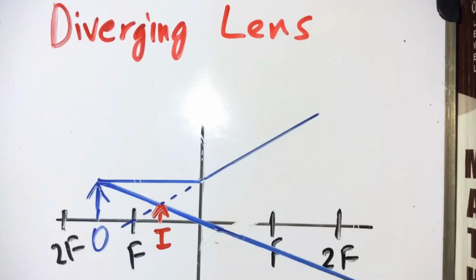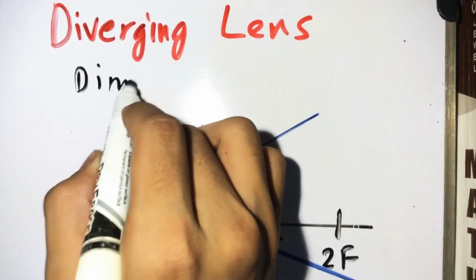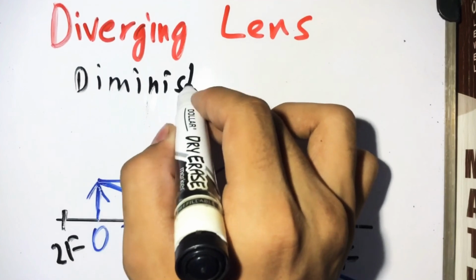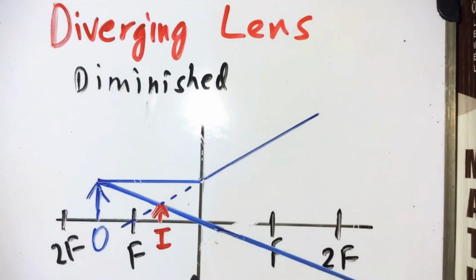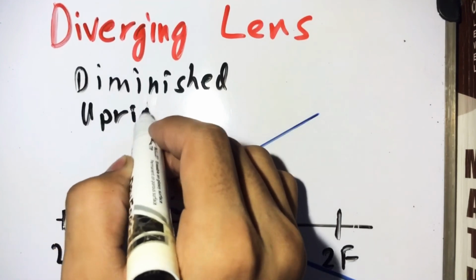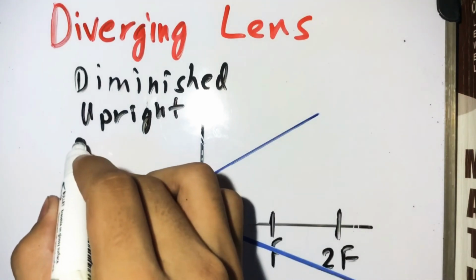Now the characteristics of this image: it is diminished, it is upright, and because it is on the same side of the lens as the object, it is a virtual image.